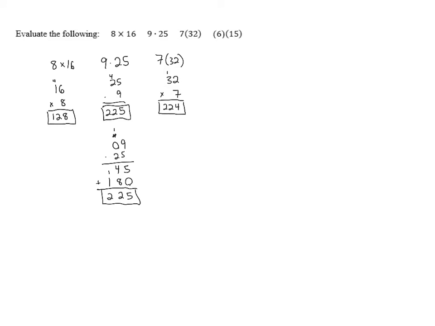Okay, let's do one more. We've got 6 times 15. I'm going to write that 15 times 6. 6 times 5 is 30. Carry the 3. 6 times 1 is 6, plus 3 is 9. And we end up with 90, our final answer.